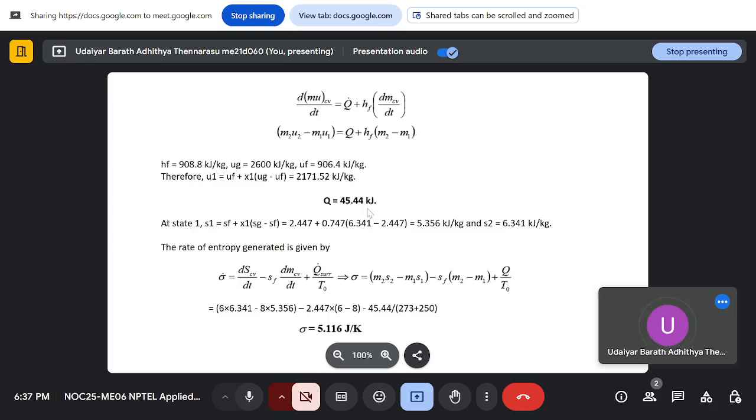So now we need to do an entropy balance to find out how much entropy is generated in the process. To do that, we need to find the entropies at each of the states. At state 1, we know this is in two phase, so we need to find the saturated liquid and saturated vapor entropies, and then for the mixture, S1 is Sf plus x1 into (Sg minus Sf).